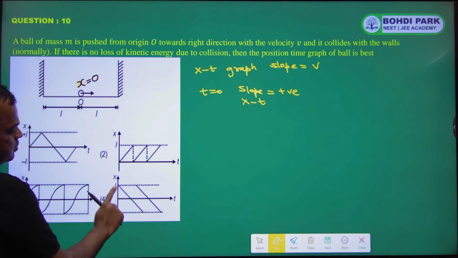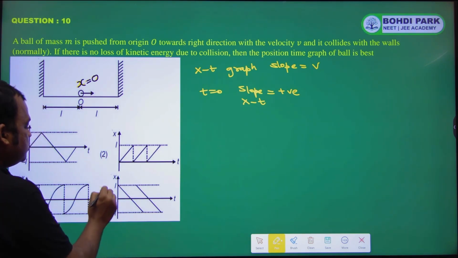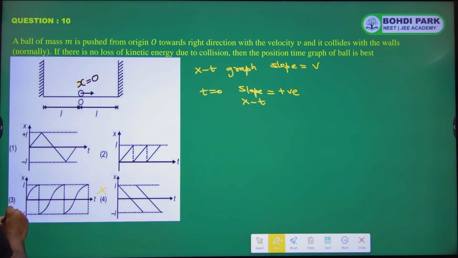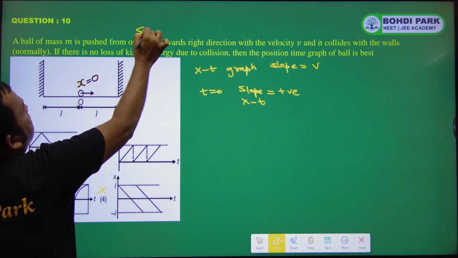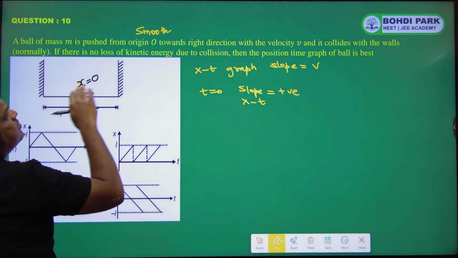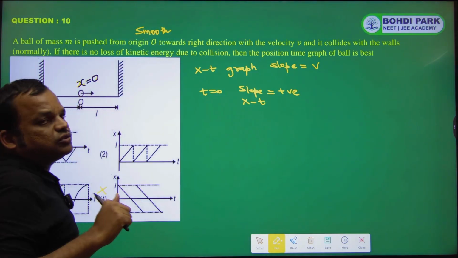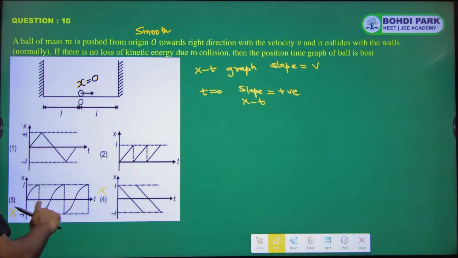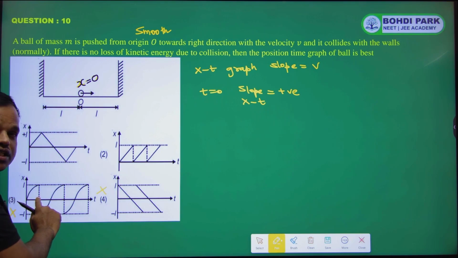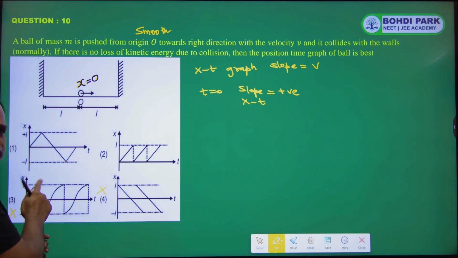In the fourth graph the initial slope is negative, so the fourth option is wrong. And the third is also wrong, because the velocity is constant, so the slope is constant. It is not mentioned in the question, but we have to assume it is a smooth surface, so velocity will be constant. In the third graph, the graph is not a straight line, it is a parabola or something else, so the slope is not constant. Clear? So third cannot be the answer.